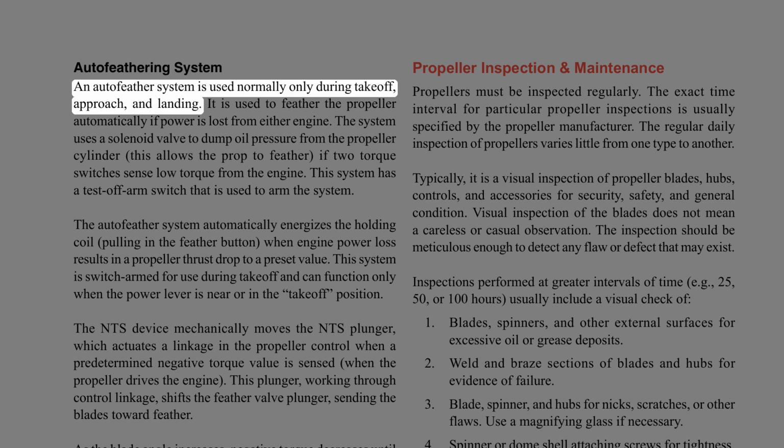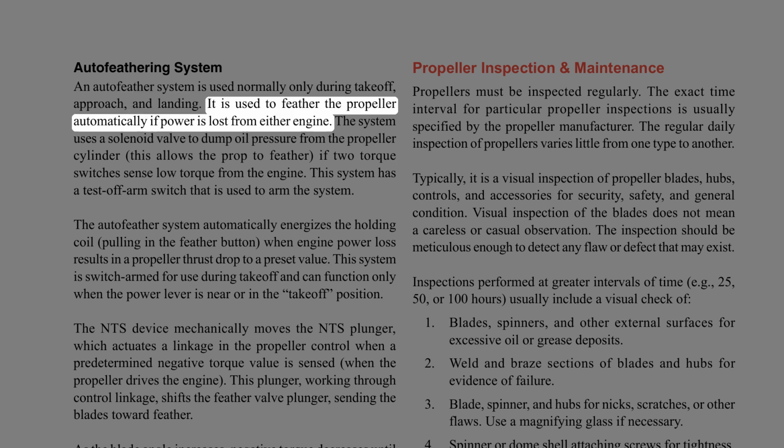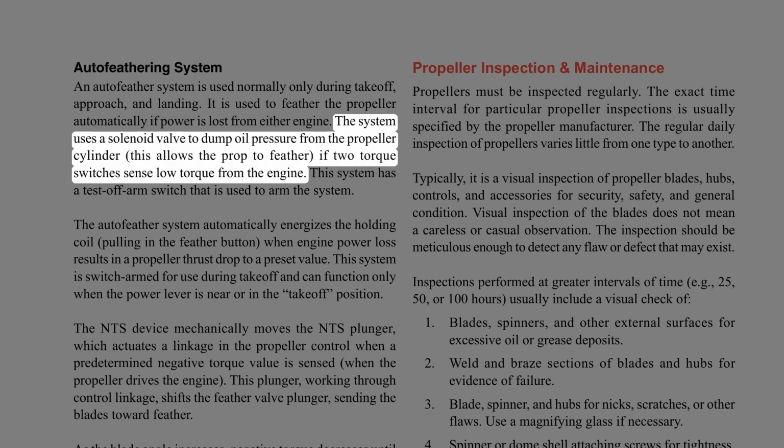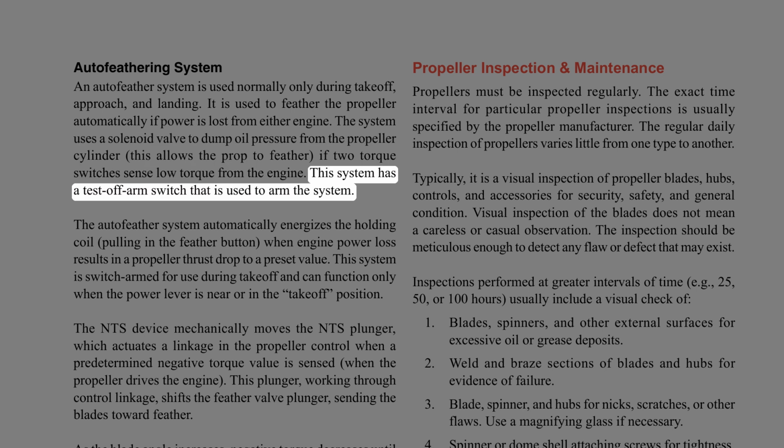Autofeathering System. An autofeather system is used normally only during takeoff, approach, and landing. It is used to feather the propeller automatically if power is lost from either engine. The system uses a solenoid valve to dump oil pressure from the propeller cylinder. This allows the prop to feather if 2 torque switches sense low torque from the engine. This system has a test-off arm switch that is used to arm the system.